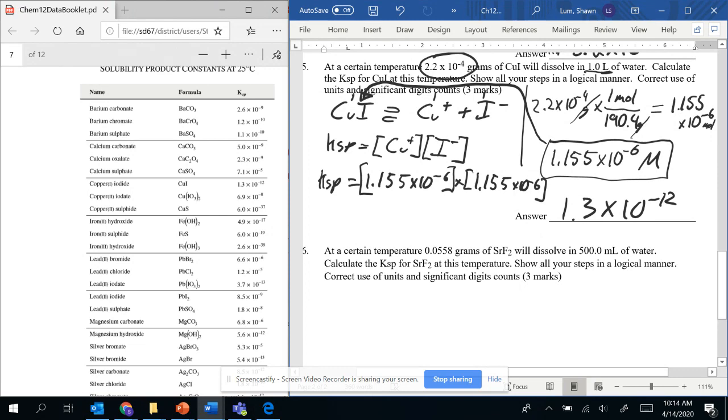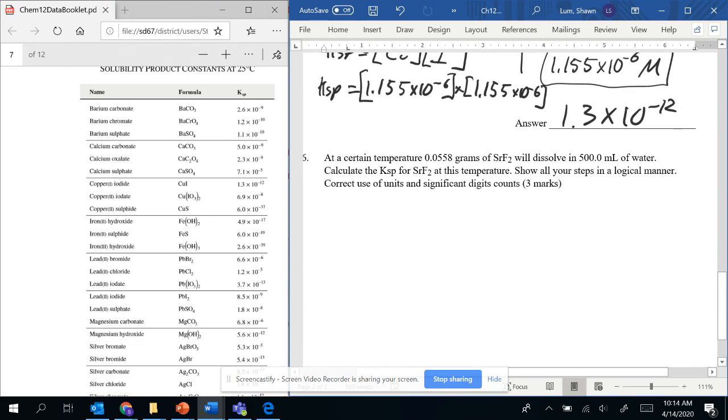Okay. Last question. At a certain temperature, we have 0.0558 grams of strontium fluoride, and it dissolves in a half liter of water, or 500 mL. Calculate the Ksp for SrF2 at this temperature. Show all your steps in a logical manner. Correct use of units and sig figs.